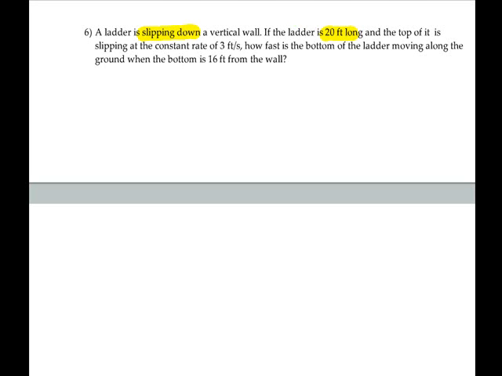Number 6, we've got that ladder slipping down a vertical wall. The ladder's 20 feet long. It's slipping at a constant rate of 3 feet per second down. How fast is the bottom of the ladder moving along the wall when it's 16 feet from the wall?